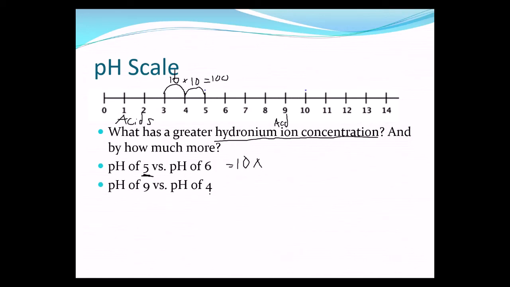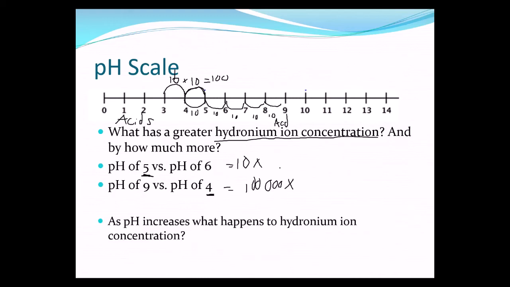Right, pH of 9 to 4, well, my lower number would be my better acid, my higher concentration of ions. And how much more would it be? Well, I'd have to count that. So 4 to 5 would be 10, 5 to 6 would be 10, 6 to 7 would be 10, 7 to 8 would be 10, and 8 to 9 would be 10. So I'd go 10 times 10, 100, times 10, 1,000, times 10, 10,000, times 10 would be 100,000 times more.